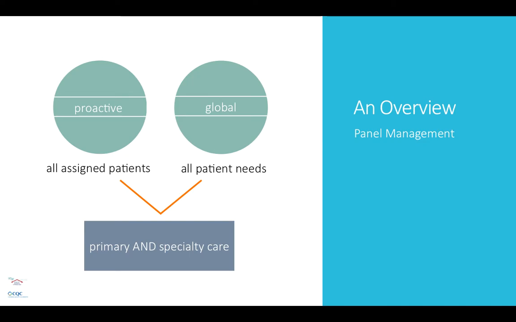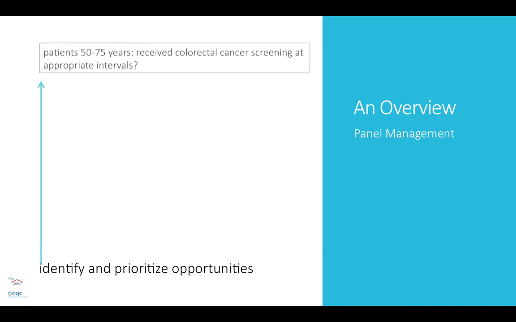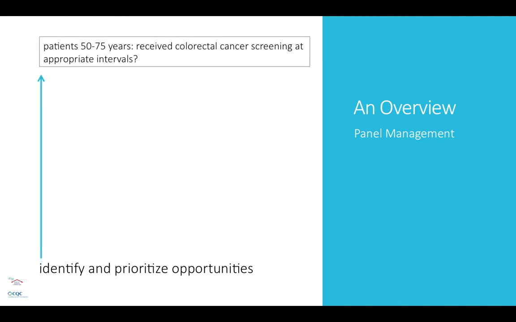A practice can decide which panel management activities to focus on by using data to identify and prioritize opportunities for improvement in its preventive and chronic care services. Some examples include: have all patients in our primary care clinic between 50 and 75 years of age received colorectal cancer screening at the appropriate time intervals?